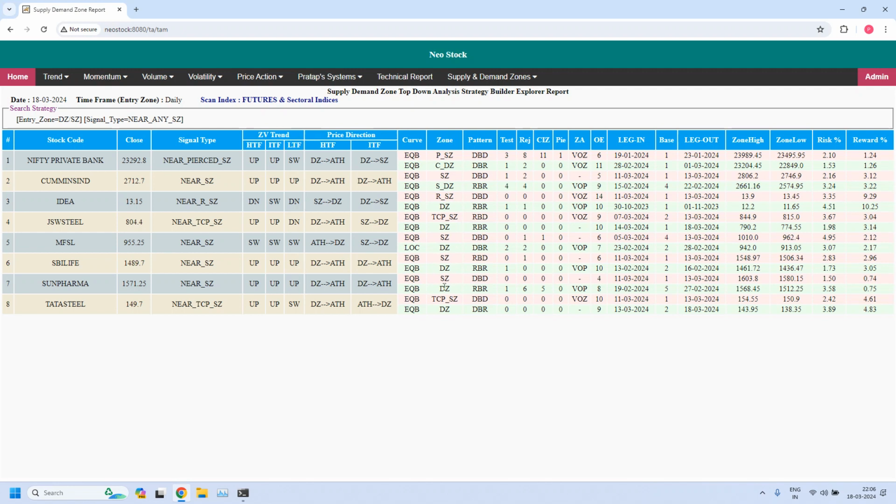Any more? Yeah, we have one more, Tata Steel. Tata Steel is also having a high liquidity supply zone. This is also a counter trend trade setup, high liquidity zone. So fine-tune this zone. If the quality of the zone is good, we can plan our trades.